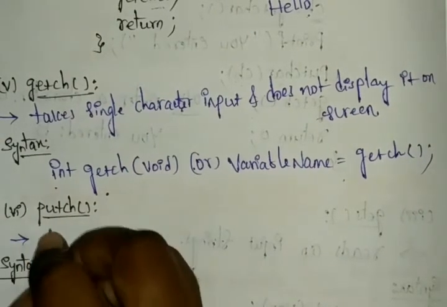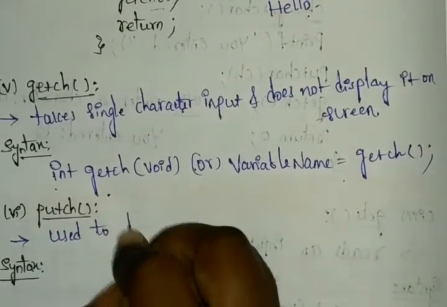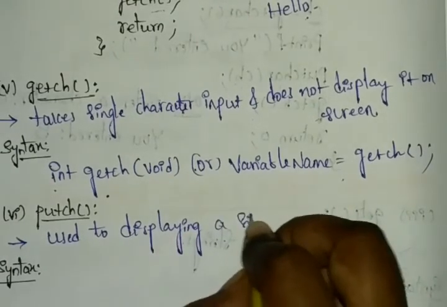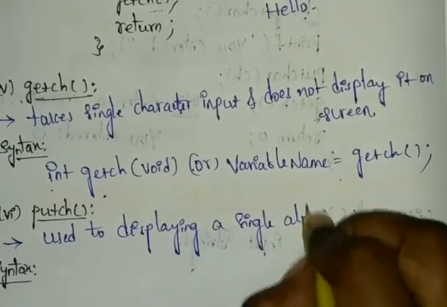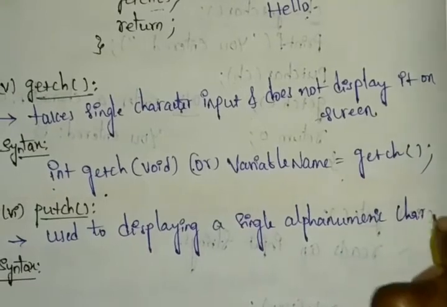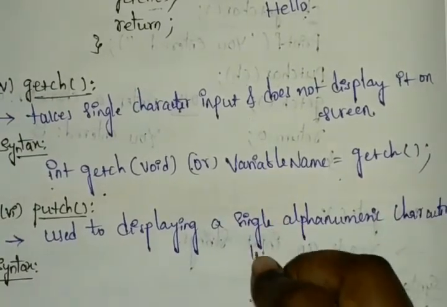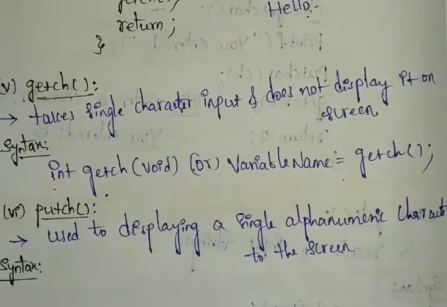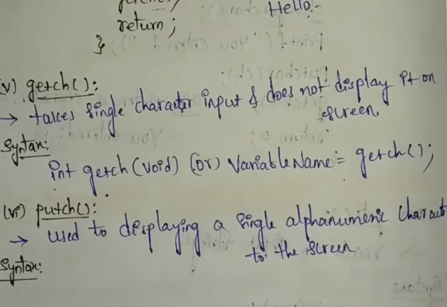So here it is used for displaying a single alphanumeric character to the screen, where it is displayed on the screen. It is similar to our putchar. In that, a single character can be displayed directly, but here it can be displayed as a single alphanumeric value, right?